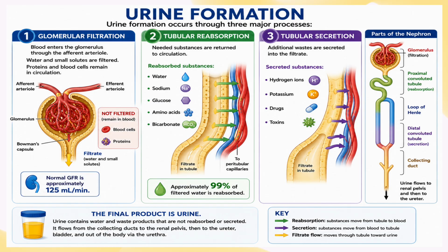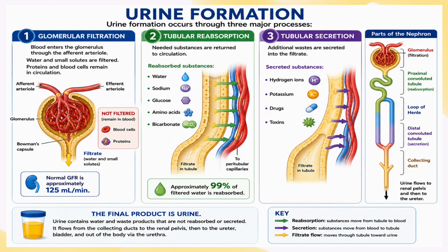Now, let's talk about urine formation. I created this cheat sheet so you can remember and use it to study. Urine formation occurs through three major processes: filtration, reabsorption, and secretion. We briefly mentioned this in the previous slide.